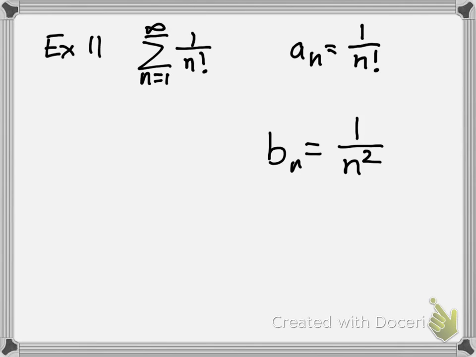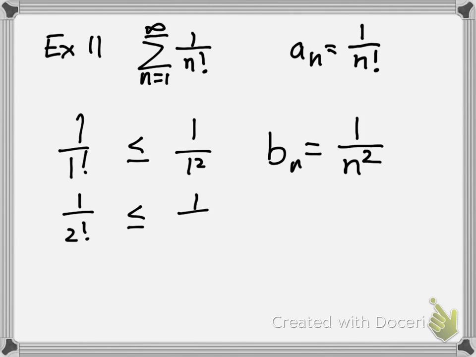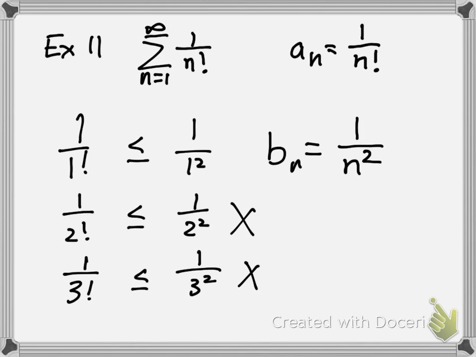So is it true that 1 over 1 factorial is smaller than 1 over 1 squared? Well, it's equal. That's true. 1 over 2 factorial, is it less than 1 over 2 squared? That doesn't look like it's true, right? It's not true. 1 over 3 factorial, is it less than 1 over 3 squared? No, that's not true either, right? But eventually it will be true. Let's see, 1 over 4 factorial, is it less than 1 over 4 squared? This is beginning to be true, right?